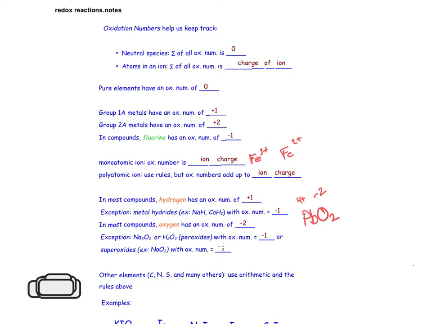One of the things you might have noticed is this is a fraction, and that's possible. Remember, these are not real charges. Real charges are based on sums of protons and electrons. These are things that we create to try to keep track of redox. And then a lot of the others, we're going to be using arithmetic and the rules above. So let me show you how that works.